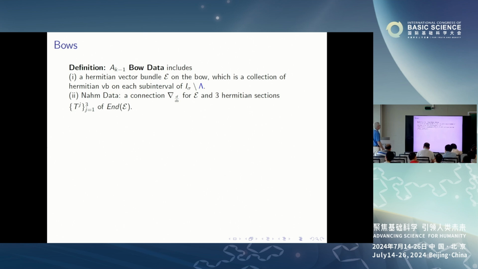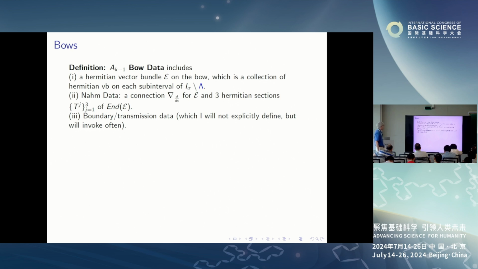So in addition to the bundles, I have Nahm data. And so that's going to be a connection for these bundles. And then I'm going to, as usual, if you've played with Yang-Mills, when you go in lower dimensions, you have some residual data from connections when you've done some reduction. So I'm going to have 3 Hermitian sections, T1 through T3, of the endomorphism bundle of E. And you should think of these as sort of ghost connections.